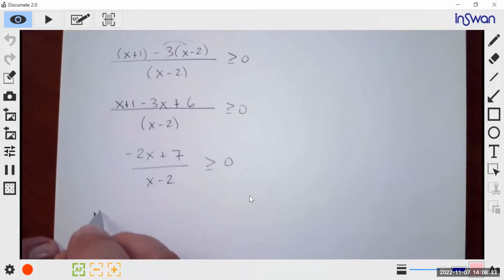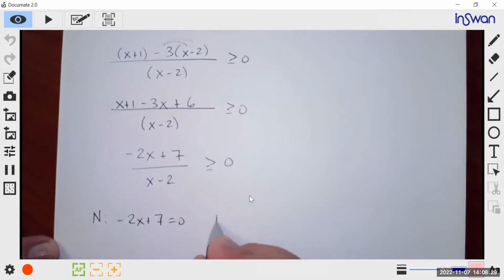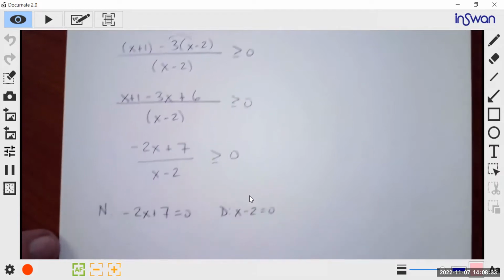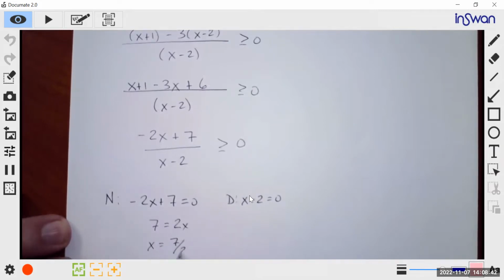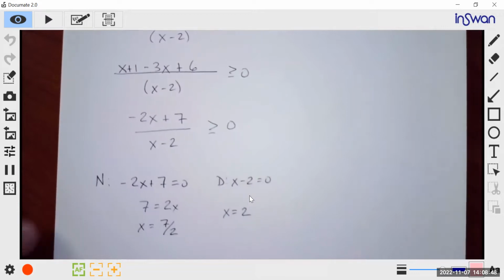Now I set the numerator and the denominator equal to 0. So x equals 7 divided by 2, and x equals 2. This is 3 1/2.